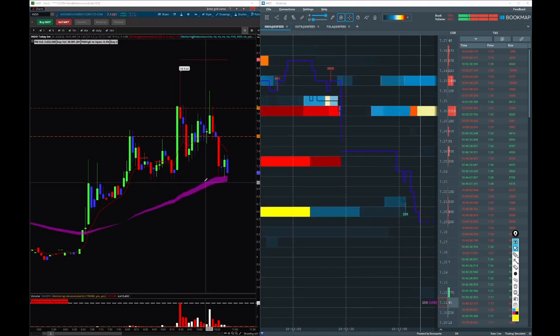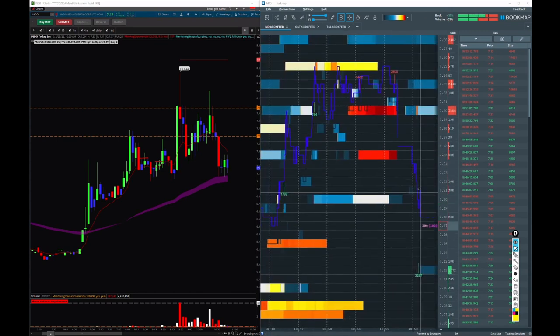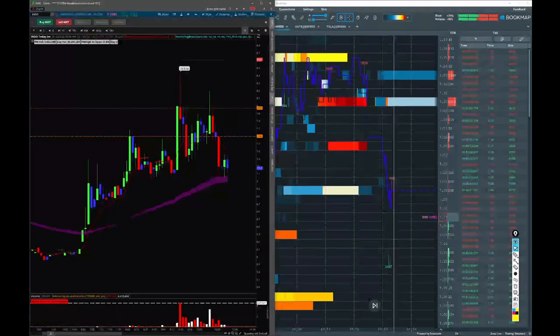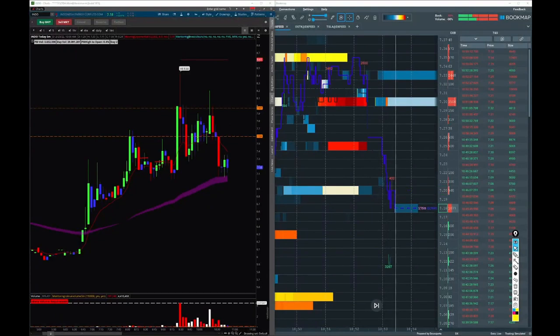INDO. Look what a wash over here, 7.11. Nice juicy wash. Still in that support, 720. I'm waiting over here. So I'm having my position, simply waiting.